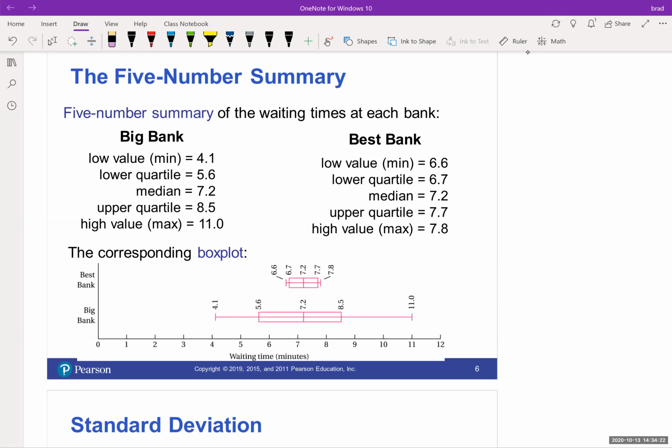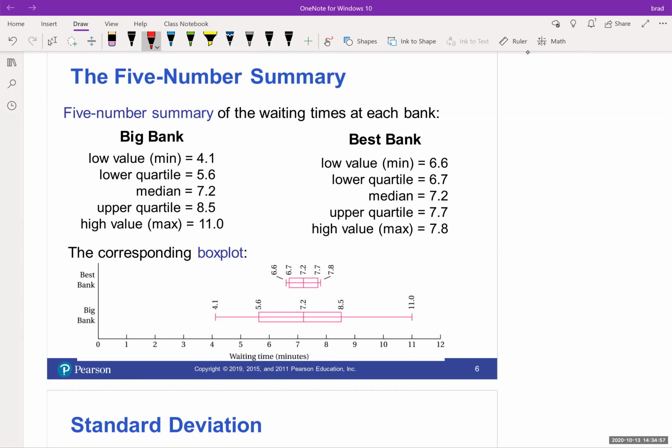Which one of these banks do you think has more unhappy customers, Best Bank or Big Bank? I would think that Big Bank is going to have more unhappy customers. Notice that at this bank, all the wait times are about from 6.6 to 7.8. Everybody kind of knows what they're getting into when they come to this bank, because the quartiles don't really show a big gap between the min and the max and the quartiles.